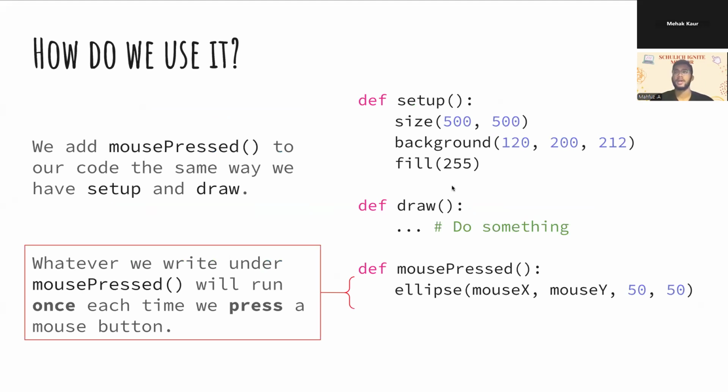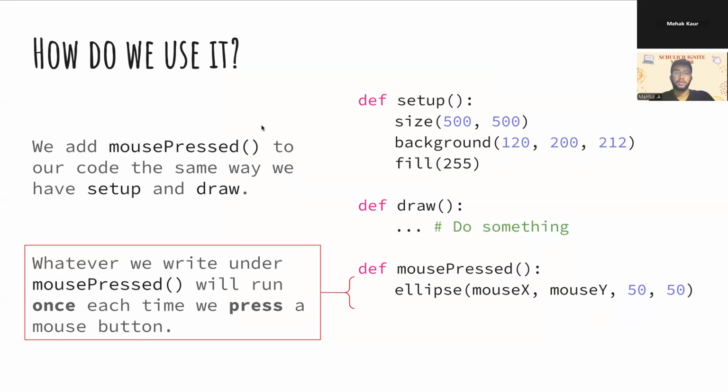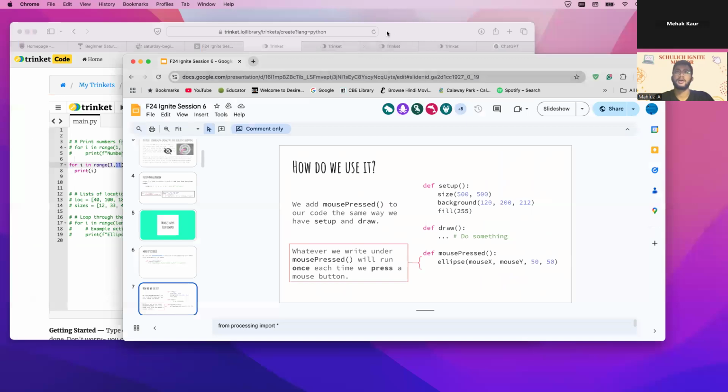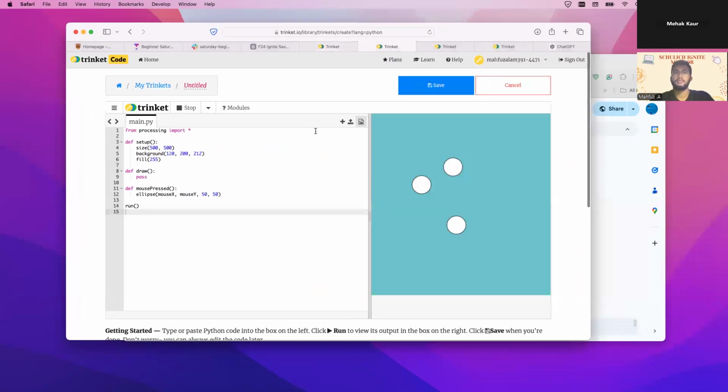As you guys remember, we have a couple of different functions that come with the processing import. We have setup, we have draw, and we have run. And now we're adding a new one called mouse pressed. So I'll show you a quick example of how we're using it. Sorry, it's a bit hard to show examples because I have to keep switching tabs, but okay. So this is the mouse pressed example.